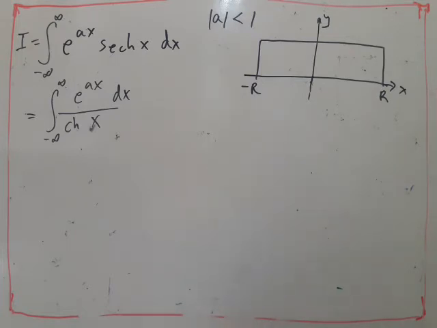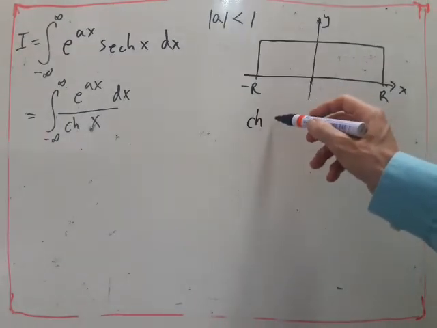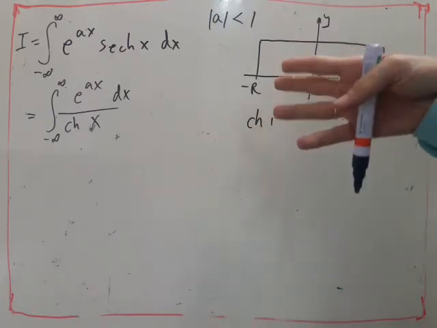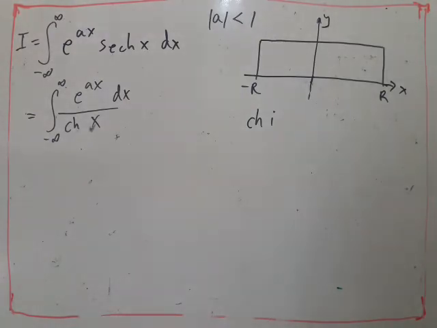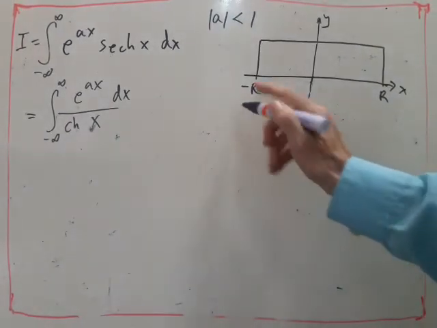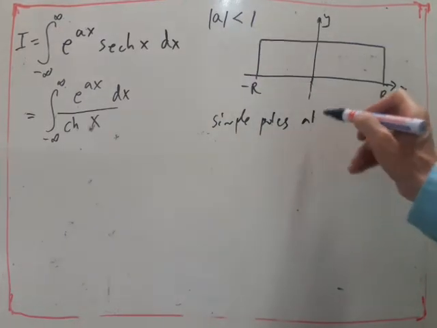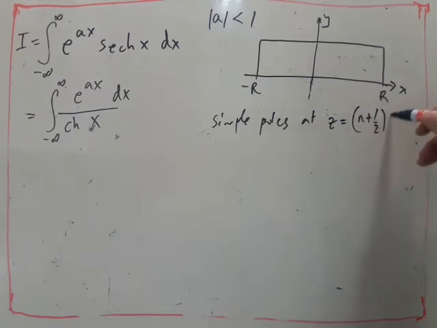Okay, so remind ourselves that cosh is like cos, but it's rotated 90 degrees. We know that cos of x has zeros at n plus a half pi, so we have simple poles at z equals n plus a half pi i in this case.